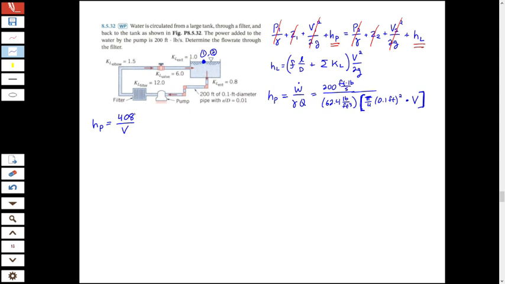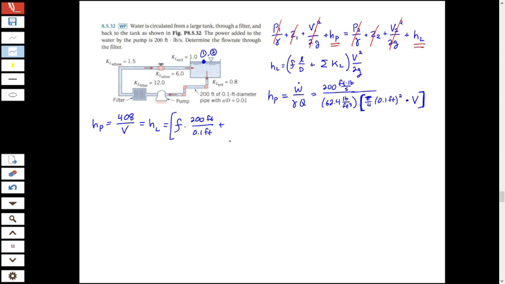Now let's go back to our head loss. We know that it's going to be equal to our friction factor, which we don't know. So friction factor times, let me put a bracket here, friction factor times 200 feet, because it's equivalent to 200 feet of length, divided by our 0.1 feet. And then we have all of the losses of our system.